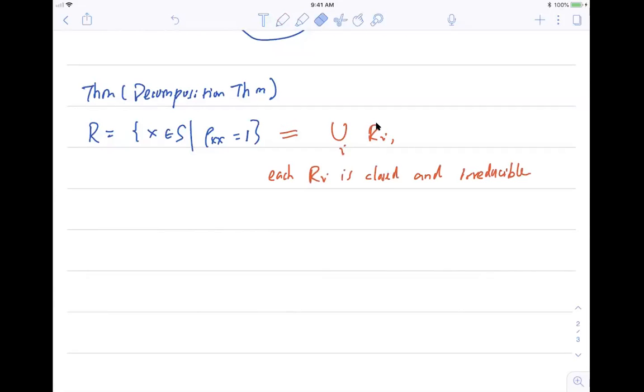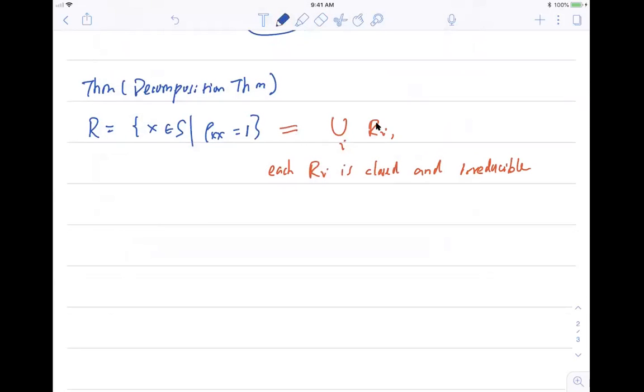The proof is easy, so I will skip that. Each Ri is just a Cxi, where xi is a recurrent state, and we capture all those y which are accessible from xi.